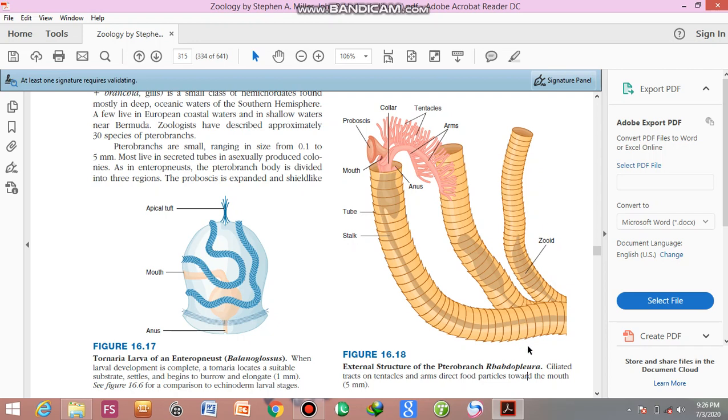These are the zooids. Ciliated tracts on the tentacles and arms direct food particles toward the mouth. Cilia are present on the tentacles and the arms, and they project food toward the mouth. This is the mouth, and then this food is digested in the body.